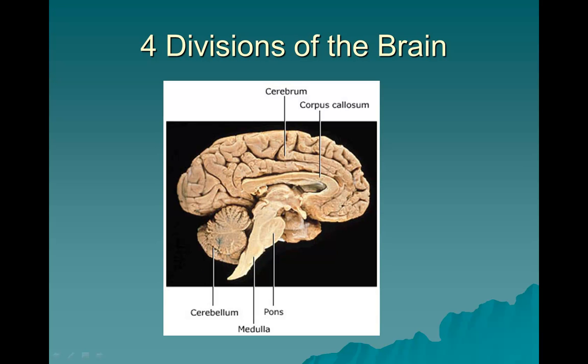From here, we're going to go ahead and introduce some of the divisions of the brain. The most important division of your brain for the sustenance of life is found here in the brain stem. It includes the medulla oblongata, the pons, and the midbrain.